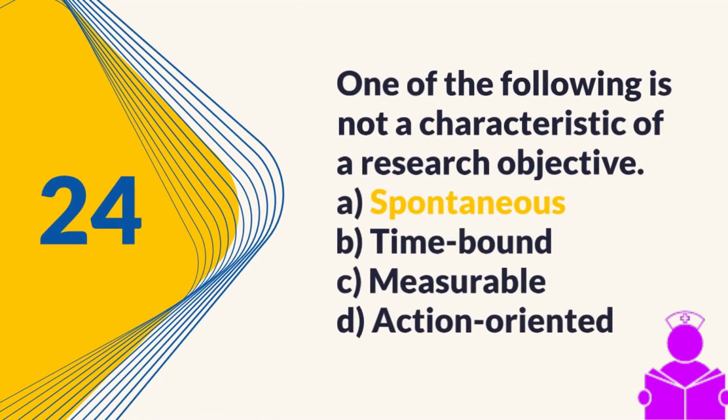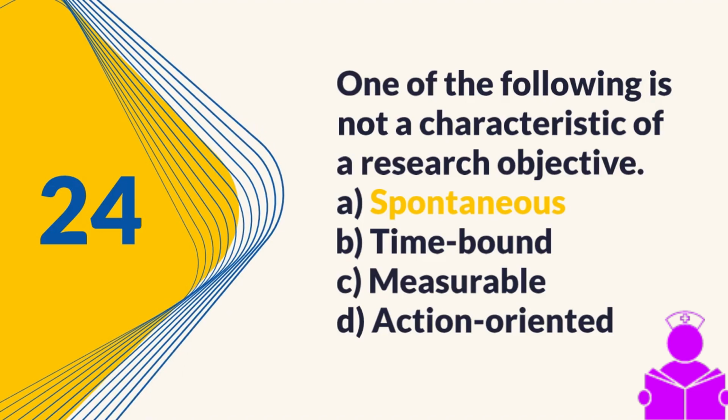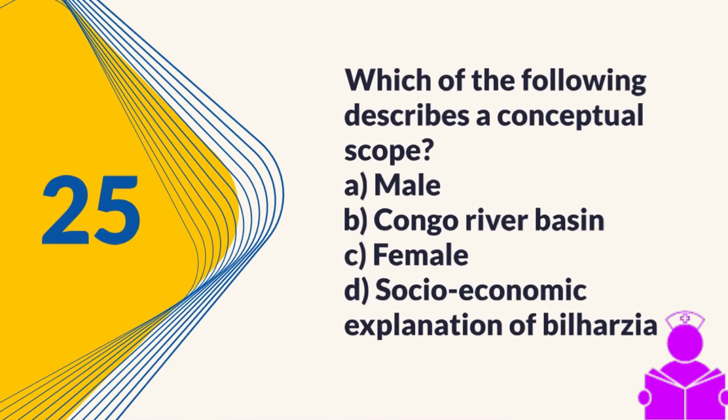Answer: A. Spontaneous. Research objectives should be specific, measurable, achievable, relevant, and time-bound. SMART. Spontaneous does not fit into this framework for setting research objectives. Options B, C, and D are all characteristics of effective research objectives. So, the correct answer here is A. Spontaneous.